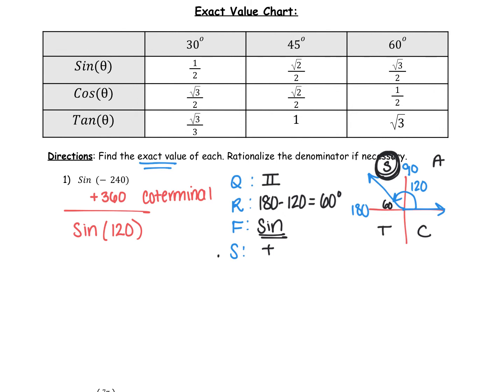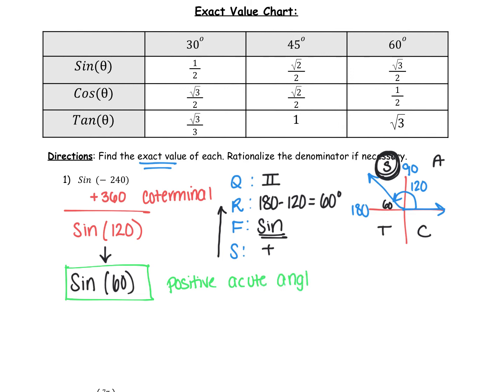So remember, we read it from the bottom up. So sine of 120 is equivalent to positive sine of 60, right? So this is the stuff we did yesterday. This answer is a function of a positive acute angle. But our directions here are asking us to find the exact value. So we have to keep going.